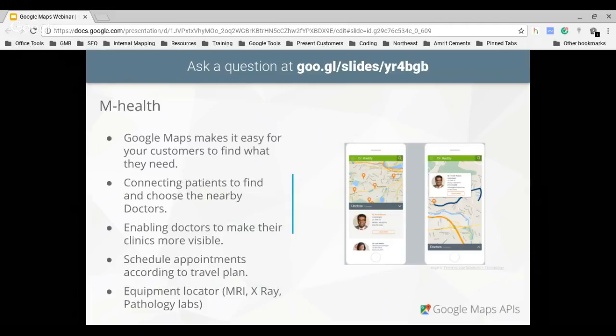Then we also have the equipment locator use case, right? You can make a dashboard, or your services can include things like where is the nearest MRI machine that people could go to get an MRI scan done, right? Where are the nearest X-ray services and pathology labs so that they can plan a visit, right? So a locator for all of these services is something that comes to mind while discussing mHealth, right?